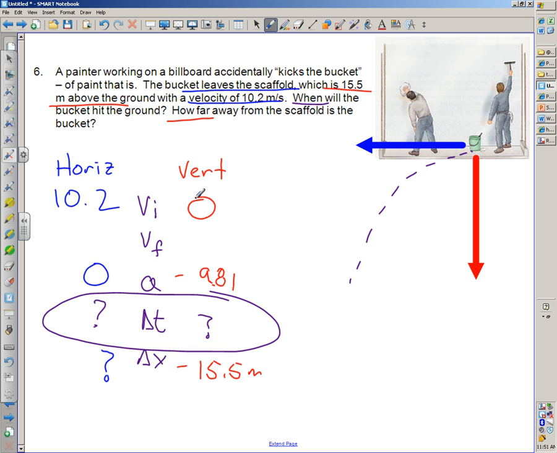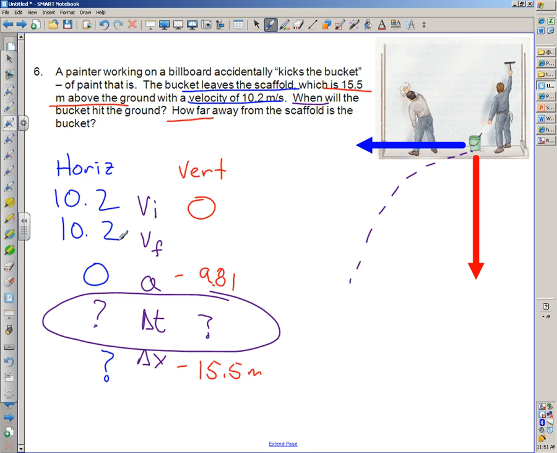Which one, Gabe? Because there's two here, right? Okay. What does the horizontal final velocity have to be? If the acceleration is 0, initial velocity and final velocity have to be what? They have to be the same. So we can plug in 10.2 for the final velocity horizontally. Okay? Question, or are you stretching?